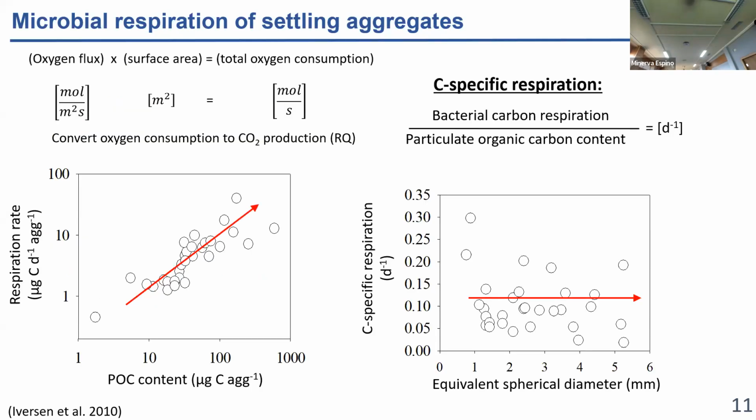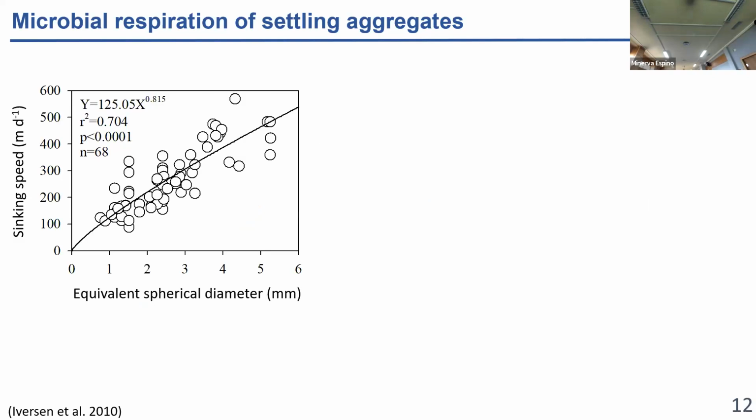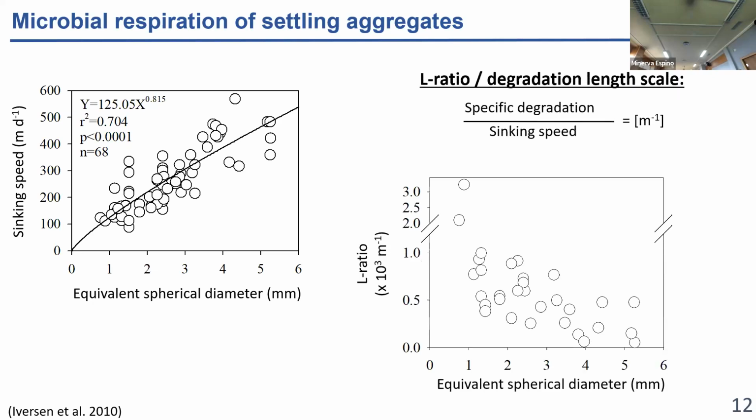And the next step you can do once you have your carbon specific. So now you know how much is respired per day, right? But if you want to look into flux, so flux attenuation, you need to know how long it stays in a certain depth of the ocean. So for that, we use the sinking velocity, the sinking speed in meters per day against the diameter of the aggregates. In this case, there was a quite good size relationship. It's not always the case.